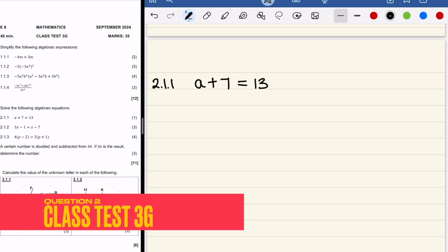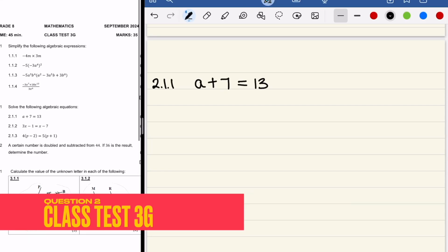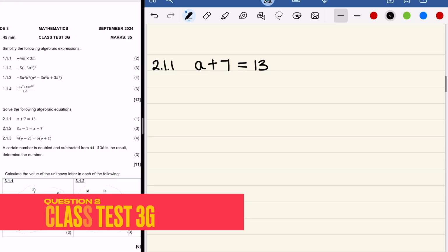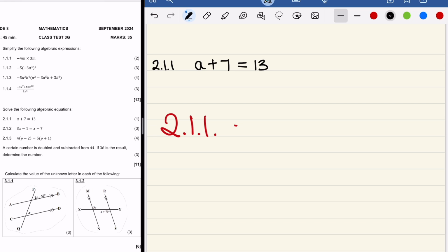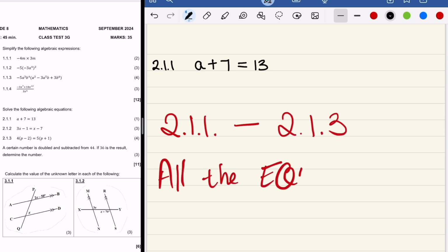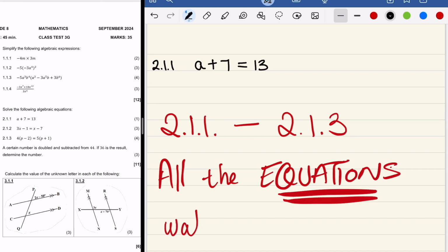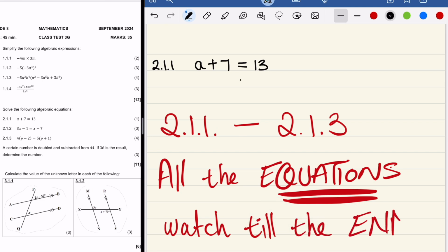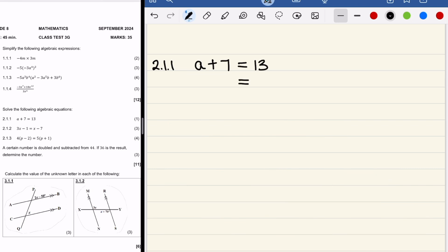2.1.1, if we look at the question paper here, it's asking us to solve the following algebraic equations. So I've got the first one on the right here. This is a straightforward linear equation, and it can even be solved just using inspection. In other words, what plus 7 gives us 13, and of course the answer is 6. Or we can use the inverse operations, or taking the numbers to the right.